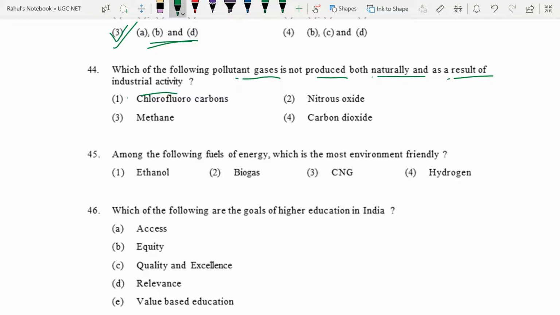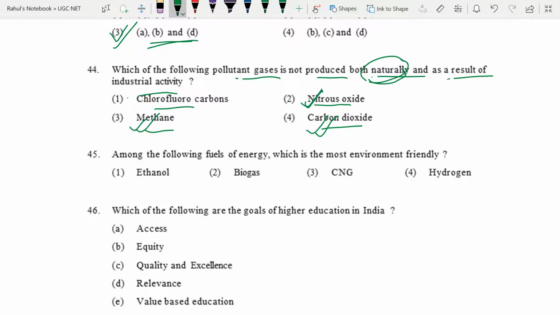Okay, CFCs, nitrous oxide, carbon dioxide, and methane. So we need to answer which of the following pollutants is not produced both naturally and as a result of industrial activity. Methane is produced naturally. Carbon dioxide is produced by industrial activity.